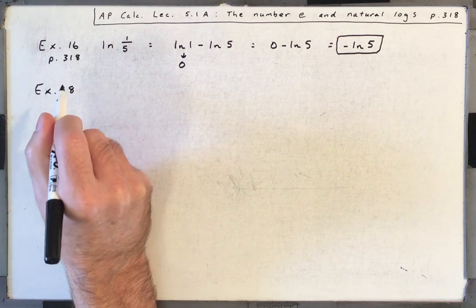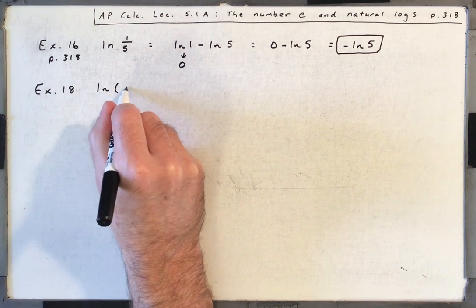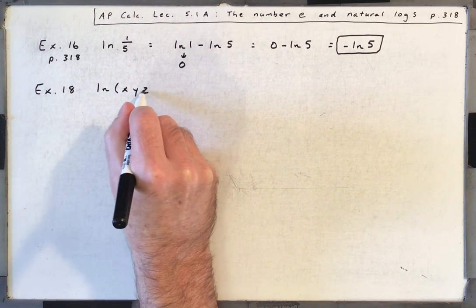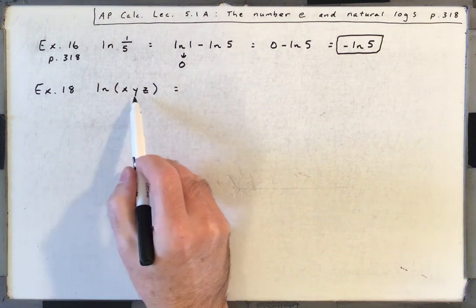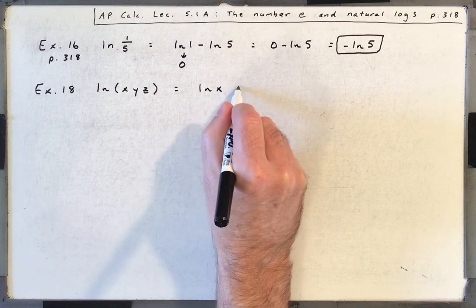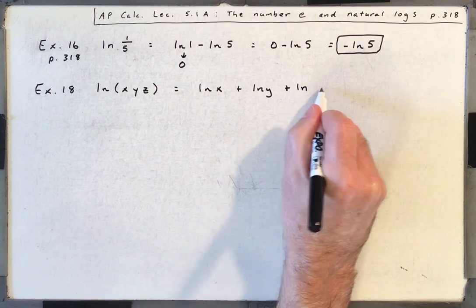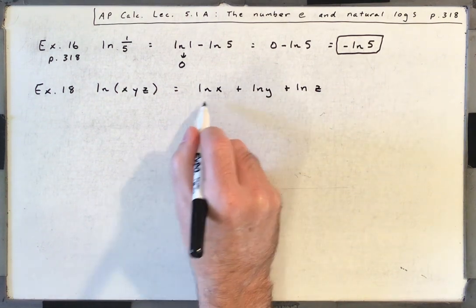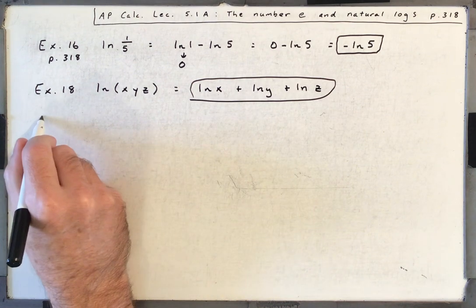All right, example 18. We've got the natural log of this product, x, y, z. So the natural log of a product is just the sum of those natural logs. So that's the natural log of x plus the natural log of y plus the natural log of z. And that's all you have to do. There's really nothing else on that problem to do.